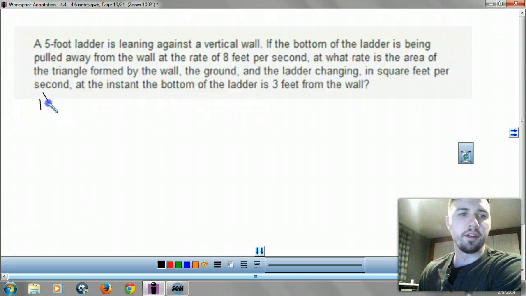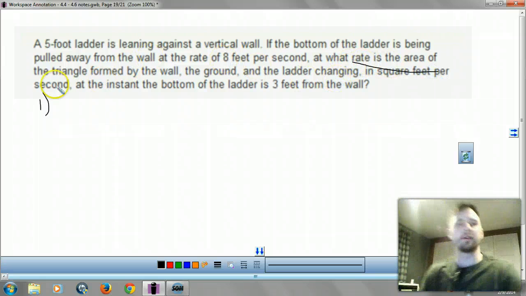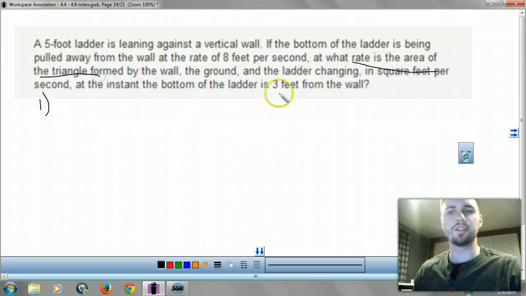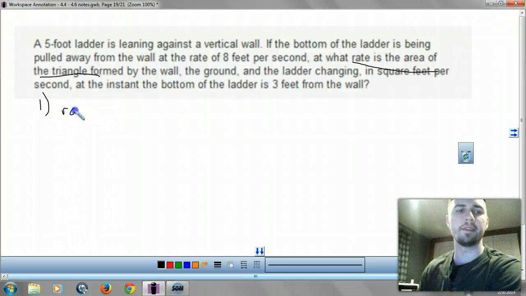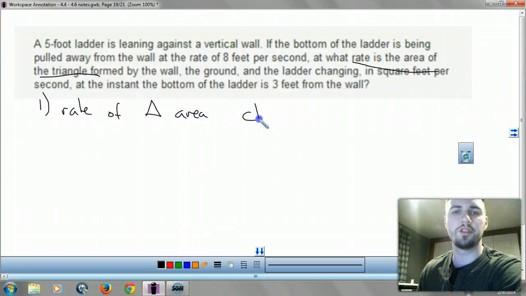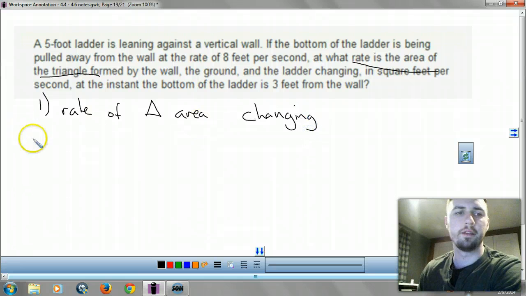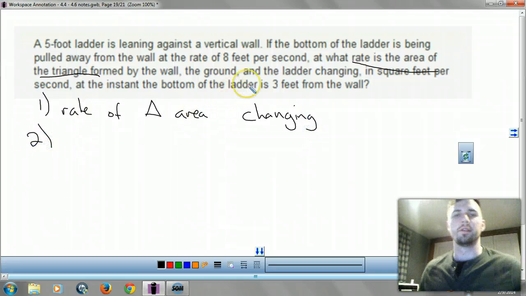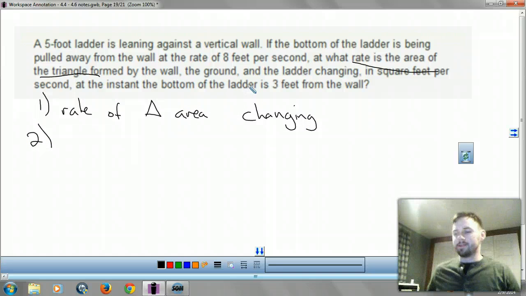So first, what are we looking for? We're looking for what rate the area of the triangle is changing. So we're looking for the rate of triangle area changing, right? Number 2, we need a picture. Oh boy, oh boy, oh boy.